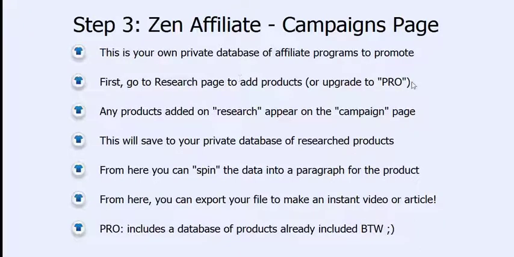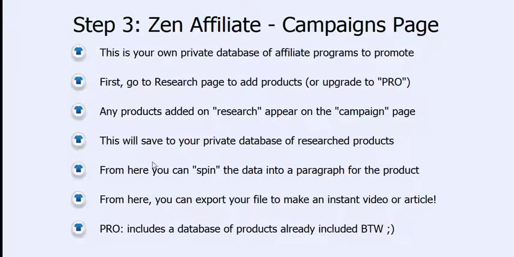By the way, Pro does include products already preloaded, over 100 products, and I think close to 200, maybe even 300 now, already preloaded on the campaigns page. Otherwise, you can go in and add those products yourself on the research page.